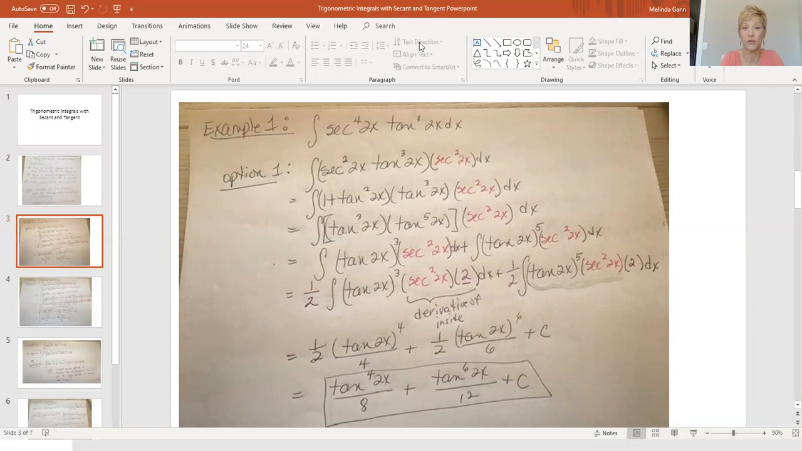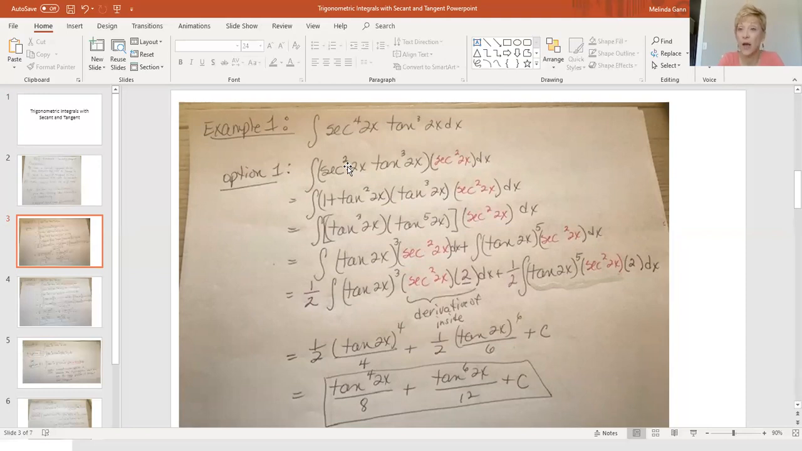I wrote it in red so you can kind of follow it. What ends up happening here is I've saved a secant squared. Notice I have 4 of them, so if I save 2, that leaves me 2, because secant squared times secant squared is secant to the 4th. Now remember, what is secant squared the derivative of? Secant squared is the derivative of tangent, so everything else has to go to tangents. So this secant squared has got to turn into tangent.